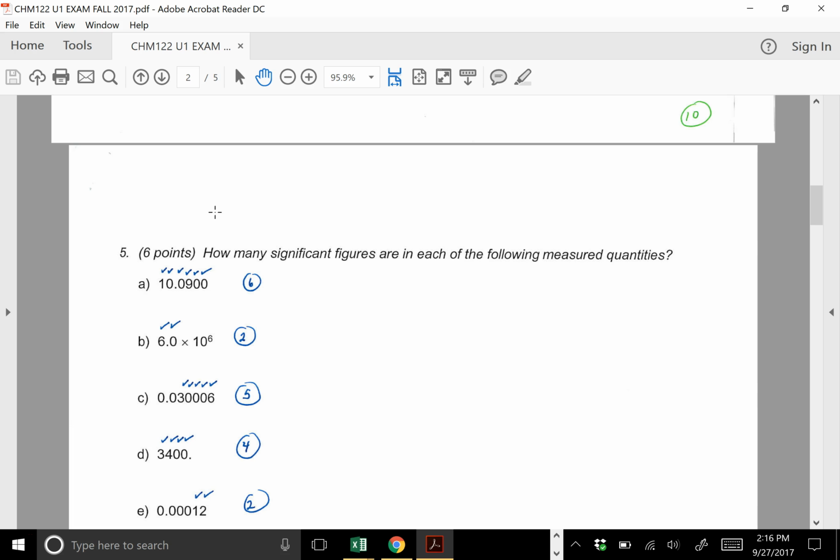For D, what's the relationship between a milliliter and a cubic centimeter? They're equal, so 1 milliliter is exactly equal to 1 centimeter cubed.